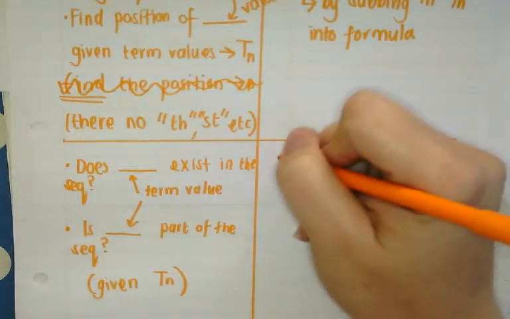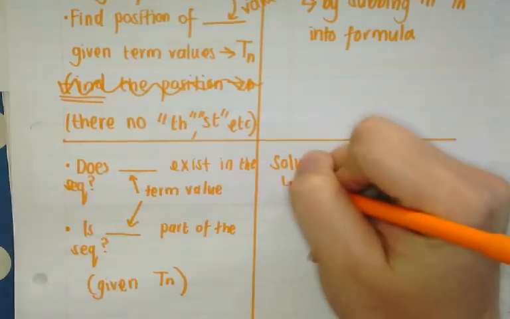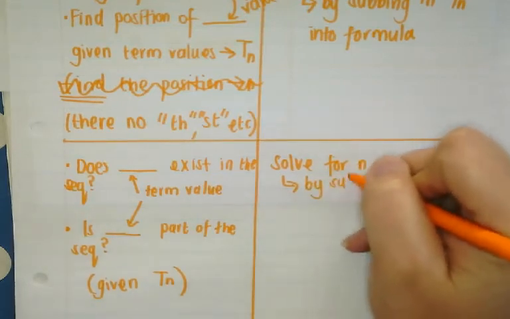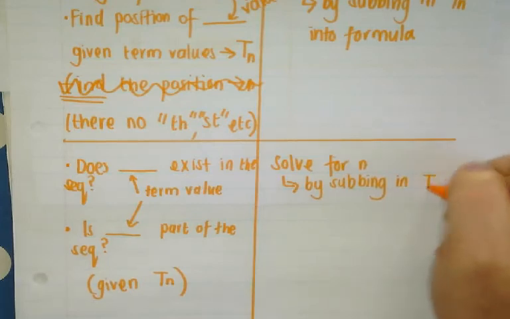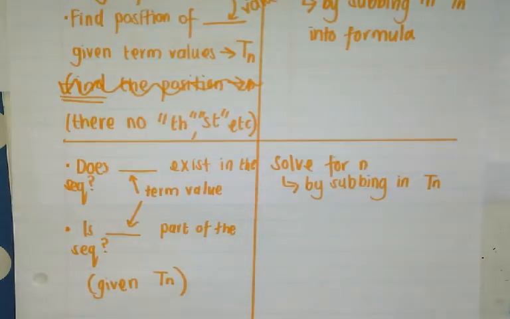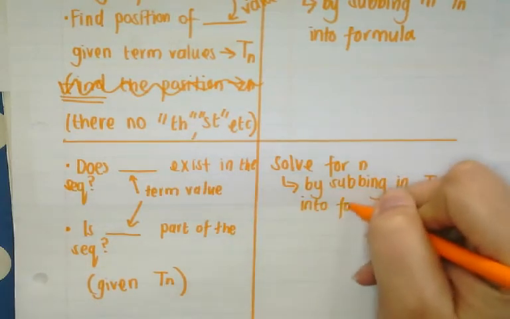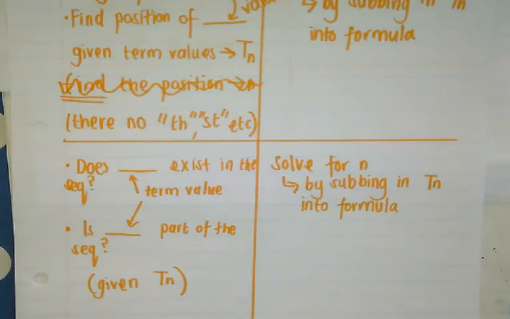How do we answer yes or no? Well, firstly, we have to solve for n by subbing in Tn into my formula. But we need some kind of criteria to be able to say, yes, it is in the sequence, or no, it's not in the sequence. So we do that in the following ways.